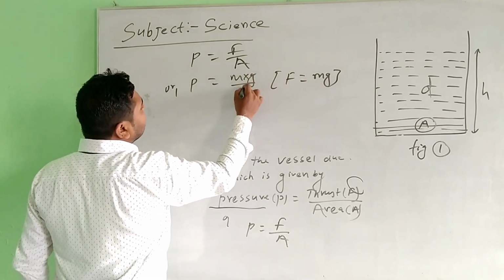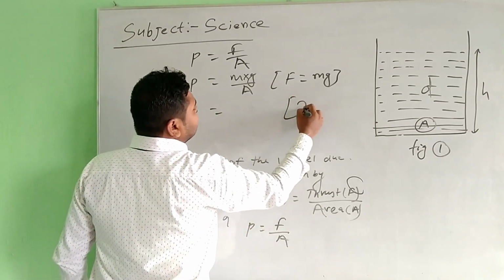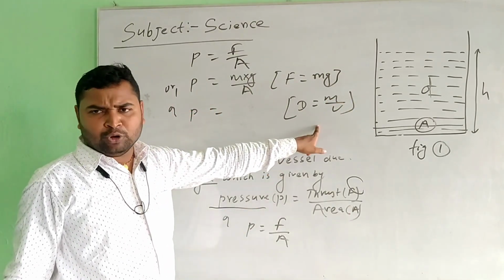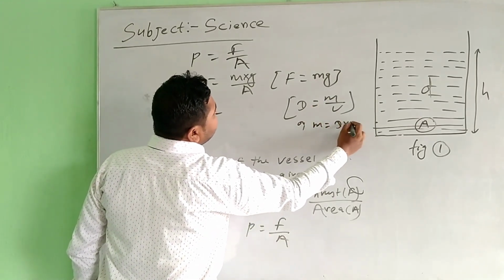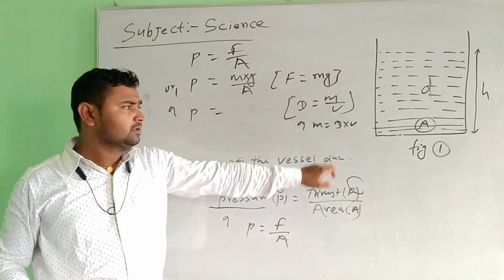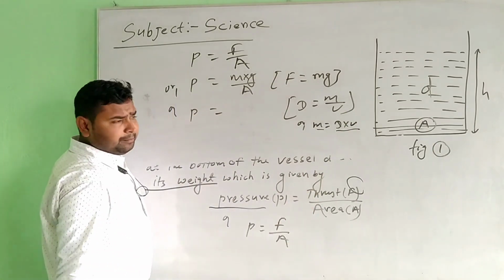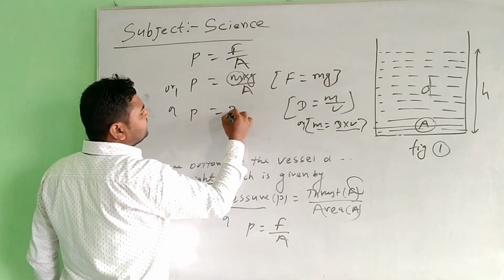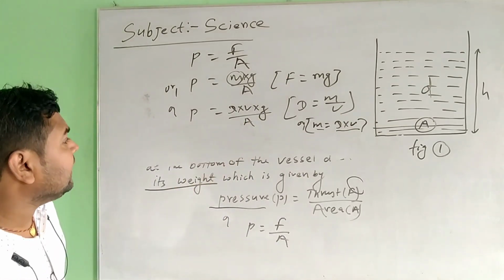So P is equal to m into g by A. As you know, density D is equal to m by V, mass per unit volume. Now, mass m is equal to D into V. Yes or no? Instead of m, we can write D into V. So now P is equal to D into V into g by A.